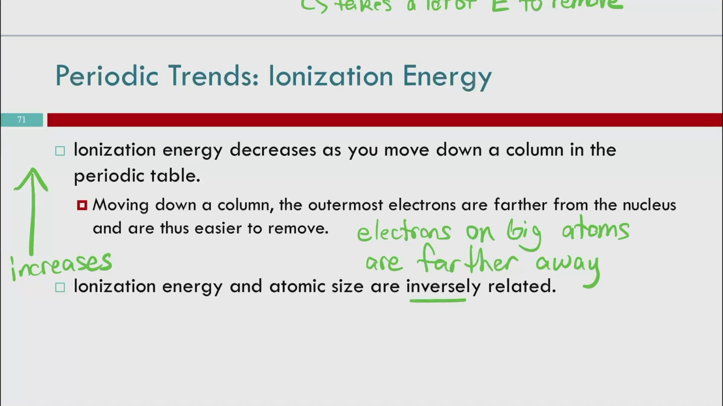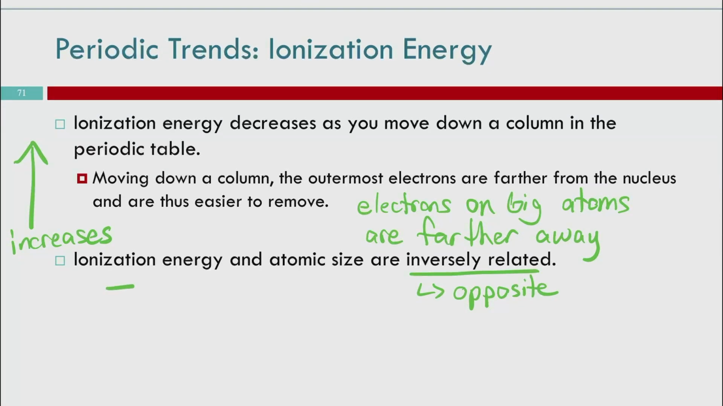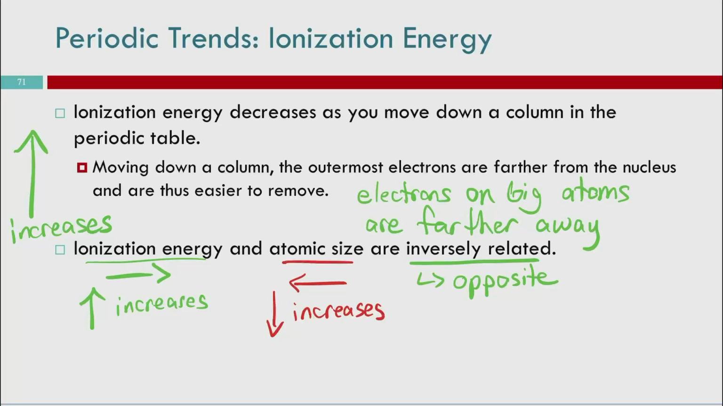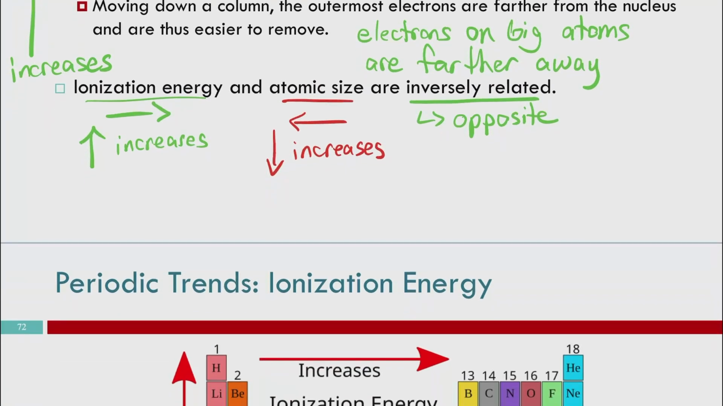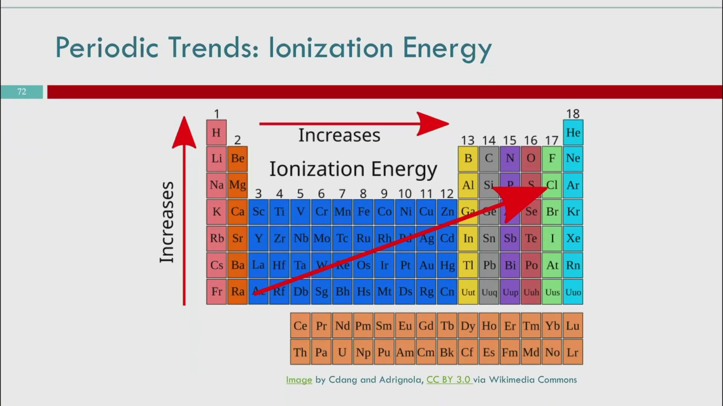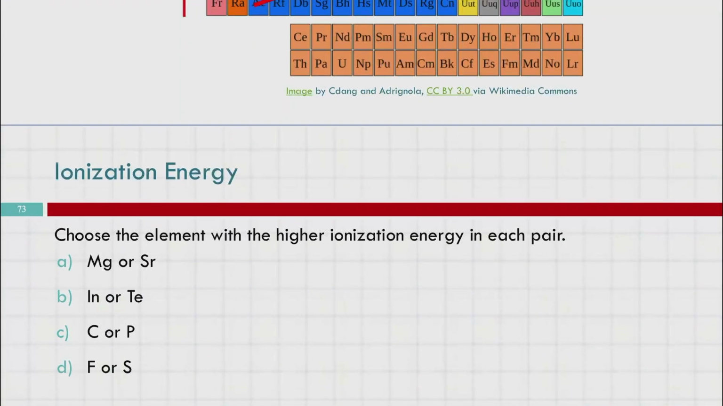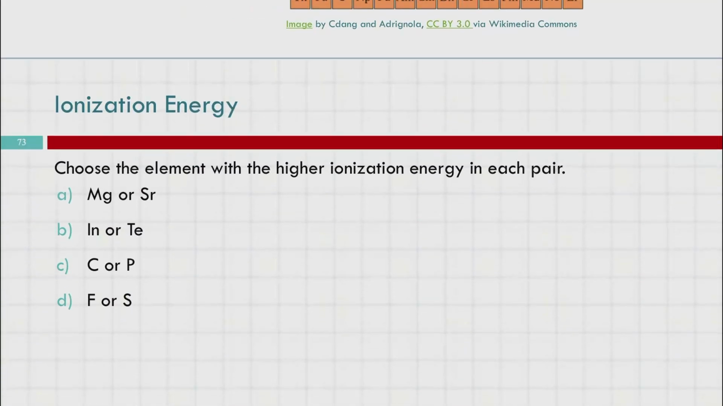Okay, so ionization and atomic size are inversely related. So the trends are opposite. For our ionization energy, it increases in these directions. And for our atomic size, it increases in the opposite directions. So those are two of our trends. And there's our ionization energy trends on a chart. I think we have one more trend. We'll go ahead and power through.